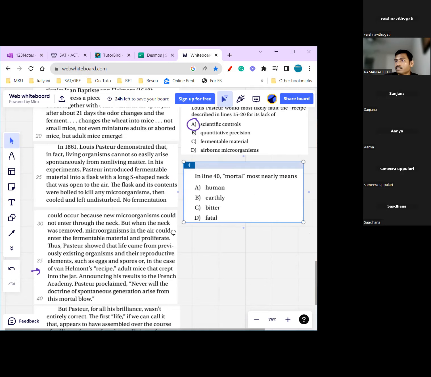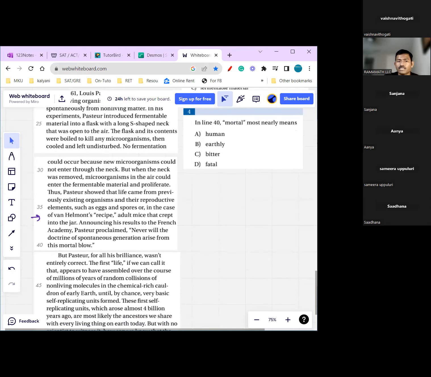Next, let's see. Next one, line number 40. And if you can see, there is a moral below. What does that mean? What do you guys think?